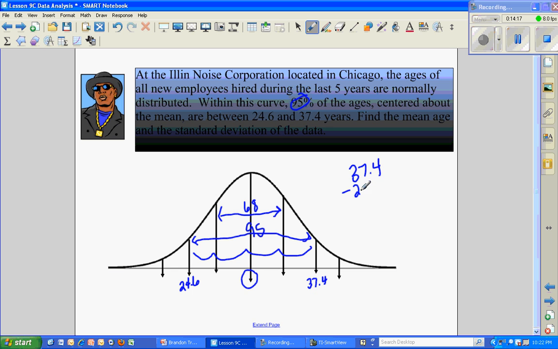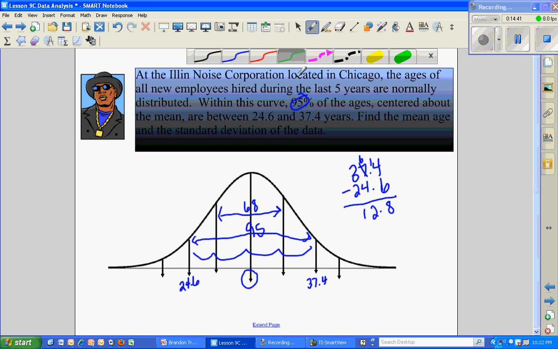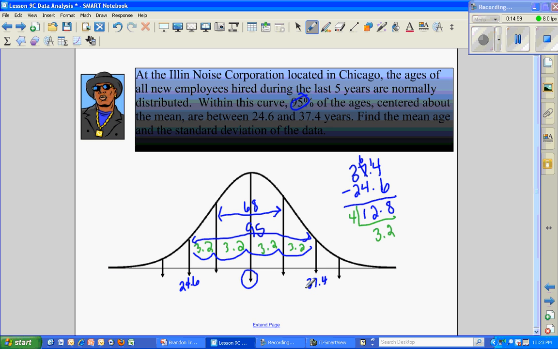37.4 minus 24.6 gives us 12.8, okay? And then we're going to divide that by, these things are equally distributed. So we're going to divide 4 into that because there are 4 standard deviations, and that's going to give us 3.2. So that means there's 3.2 here, 3.2 here, 3.2 here, and 3.2 here.